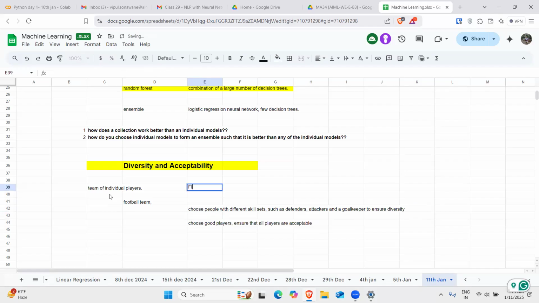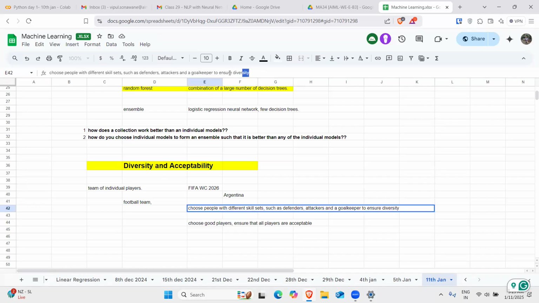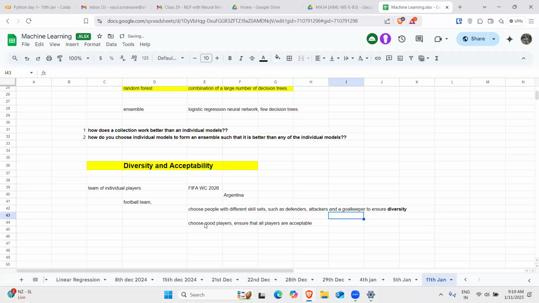Let's say you are preparing for the FIFA World Cup 2026 and you are the head coach of Argentina. You will choose players with different skill sets such as defenders, attackers, and goalkeeper to ensure diversity. Yes or no? Or will you go with only attackers? That will not be the case, certainly. Second, you choose good players to ensure that all players are acceptable.